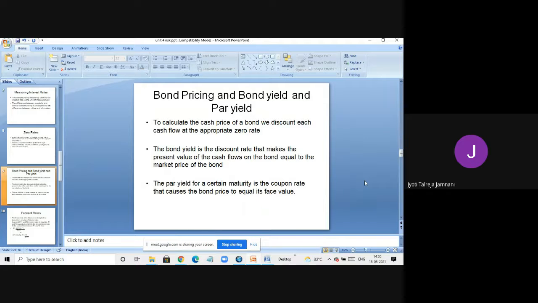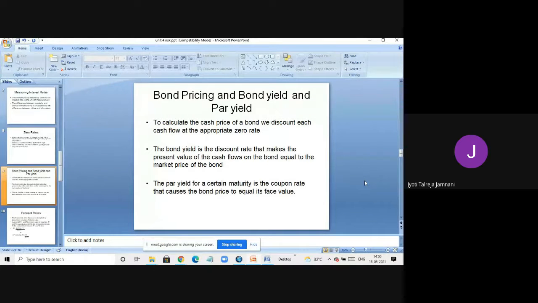What is bond yield? Just now I explained that in that sum. Bond yield is that rate at which the present value of cash flows is equal to the market price of the bond. So what we have to find is that rate at which your bond price or market value is exactly equal to the present value of cash flow. So that single rate when you find, you call it bond yield. And what is par yield?